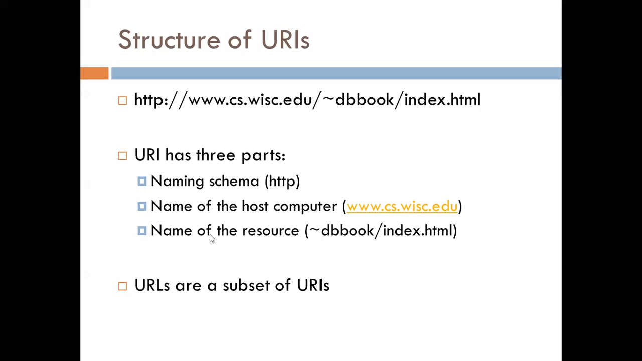So the third part is the path to the resource, or the name of the resource. It is also called the path to the resource. So this is the path, dbbook/index. That is the path within the host computer where the resource is present. So that becomes the name of the resource or path name. So URLs are a subset of URIs, which means all URLs are URIs themselves.